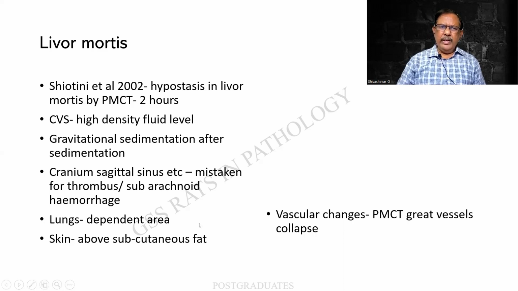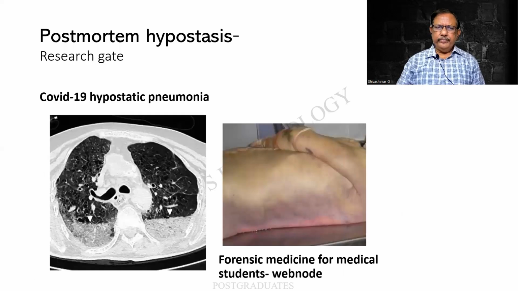Lungs, what are the dependent areas? This is being called hypostatic pneumonia. We shall see a picture of it. Similarly, there can be other regions such as the skin and the subcutaneous fat. Now, what are the vascular changes? And the collapse of the great vessels, etc., can be identified by computed tomography. Otherwise, it is difficult to retrieve.